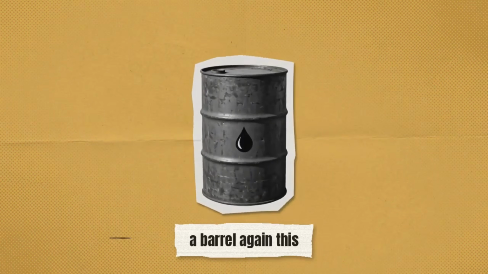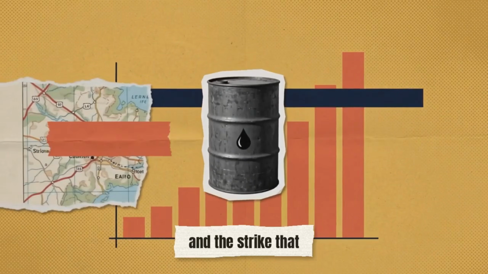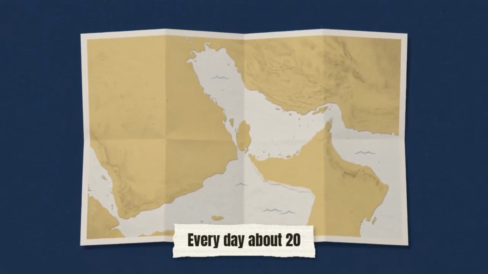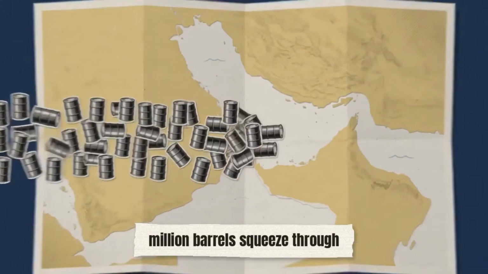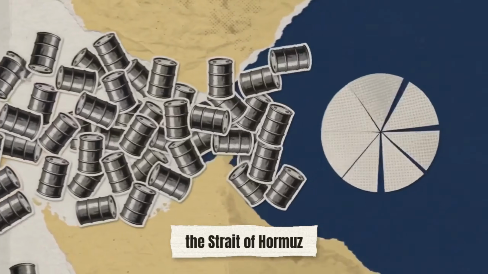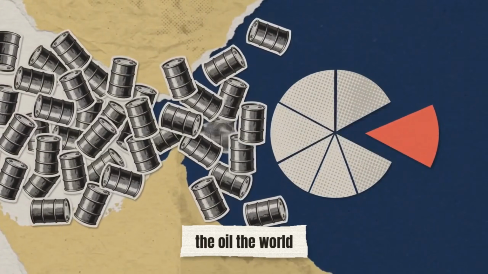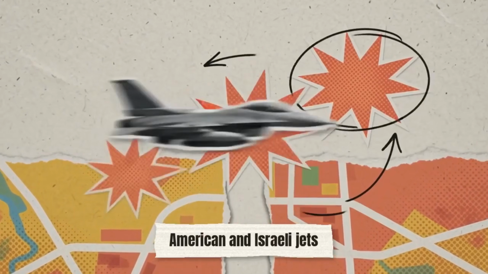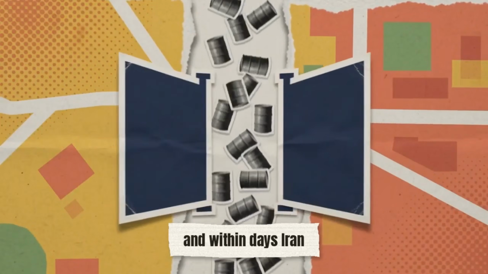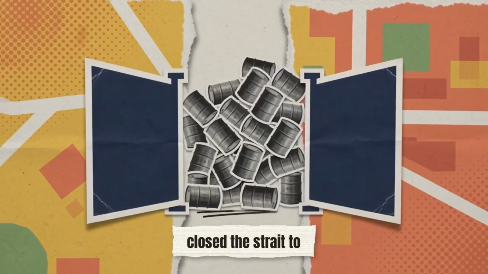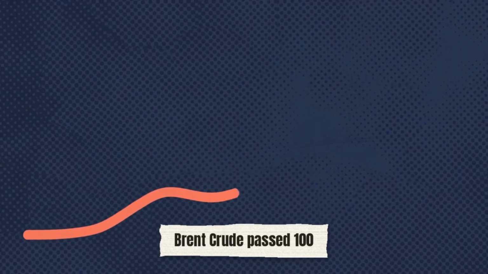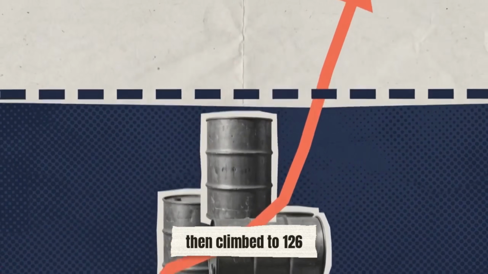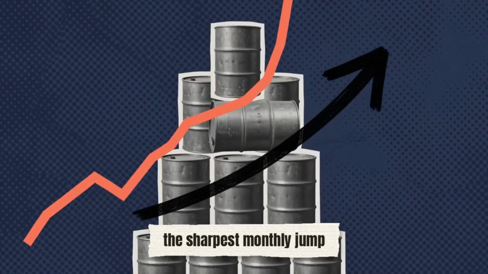Oil closed above $100 a barrel again this month, and the strike that finally pushed it there never even touched Iran. Every day, about 20 million barrels squeeze through the Strait of Hormuz, roughly 1/5 of the oil the world burns. In late February, American and Israeli jets struck Iran, and within days, Iran closed the strait to foreign shipping entirely. Brent crude passed $100 in early March, then climbed to $126, the sharpest monthly jump on record.